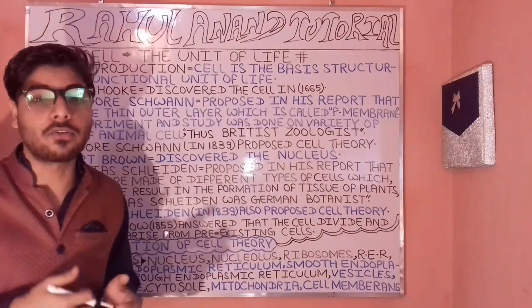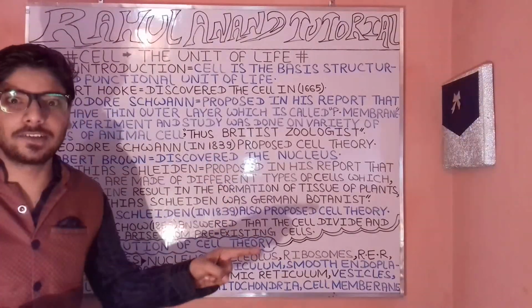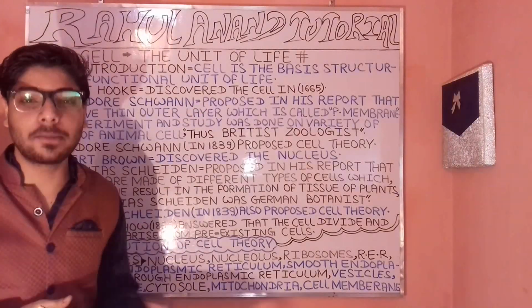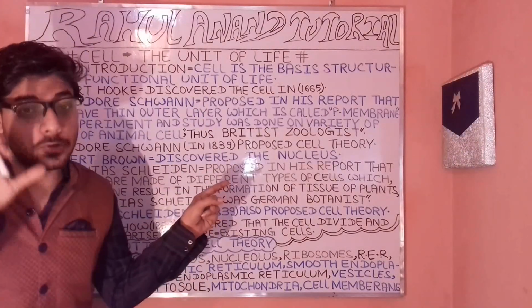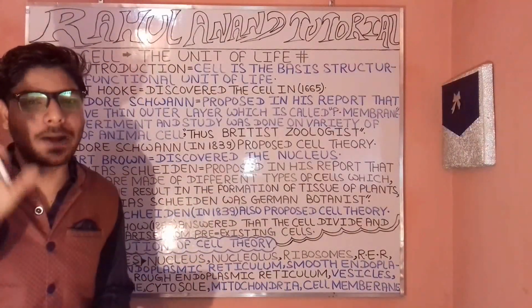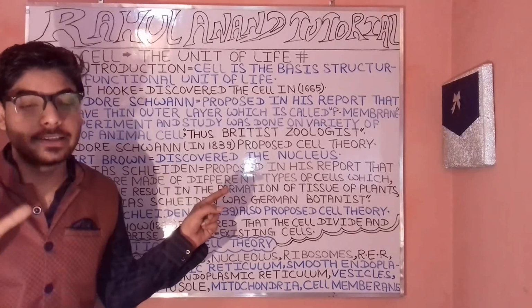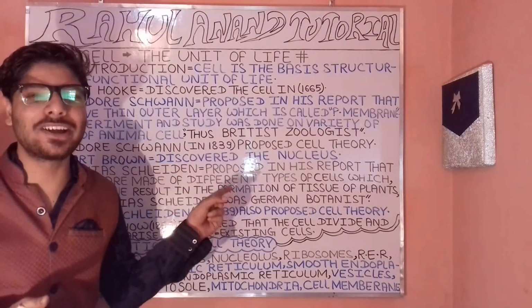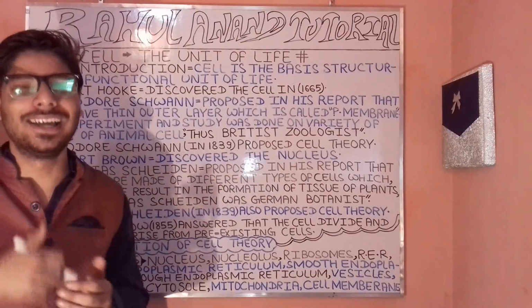In the second, you have different names. After that, we have Theodor Schwann. He examined and reported that the cell has a thin outermost layer, which is known as the plasma membrane.